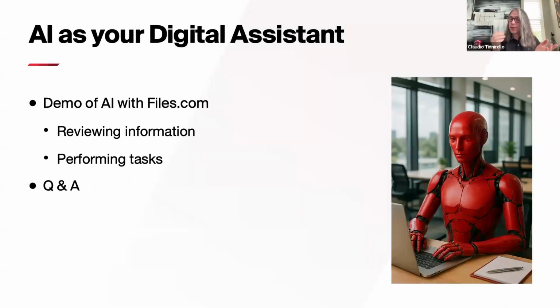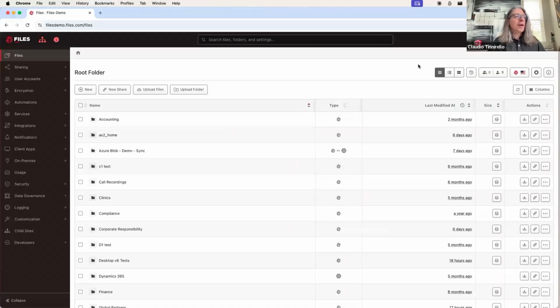In this demonstration, I'm going to be showing you how we can use artificial intelligence as a digital assistant for us. We've connected AI with files.com so that the AI is aware of what's going on in my files.com site, and we can have it perform tasks for us on our behalf. All right, let's jump into the demo.